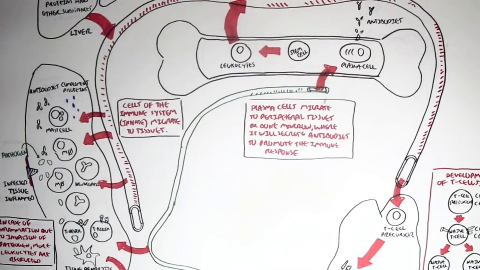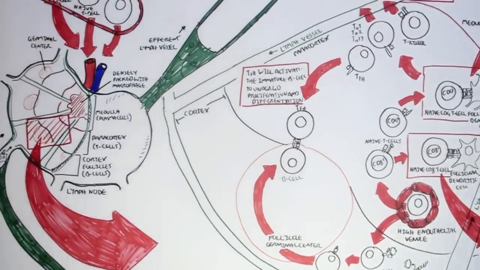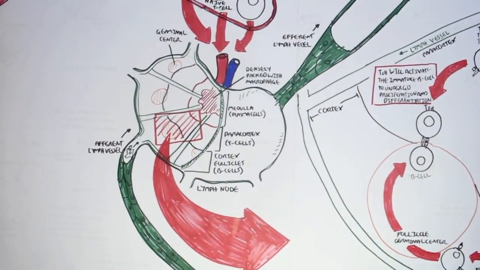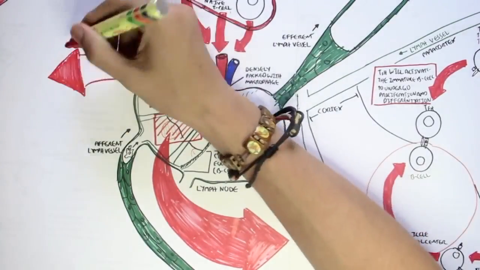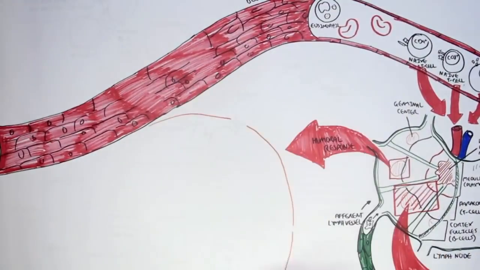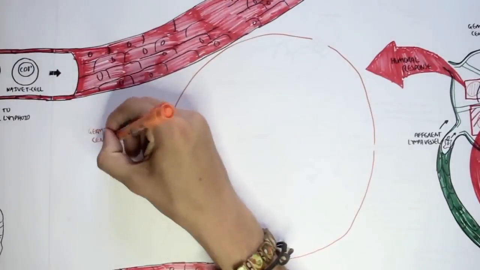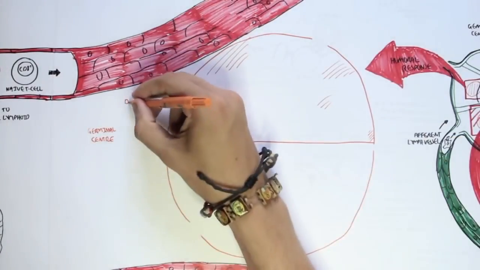Now let's look at the big immunology map again and look at the B cell activation in more detail. Here is where we last left off in the previous video, where the T helper cell activates the B cell in the germinal center. Let's have a closer look at this process by zooming into the germinal center over here. So we zoom in. Here we have in orange the germinal center. The germinal center is divided into the dark zone and the light zone.